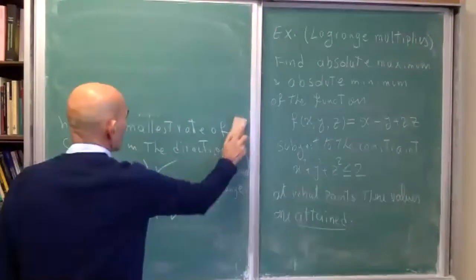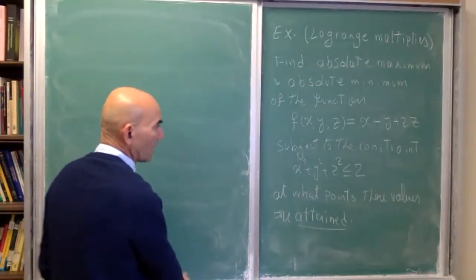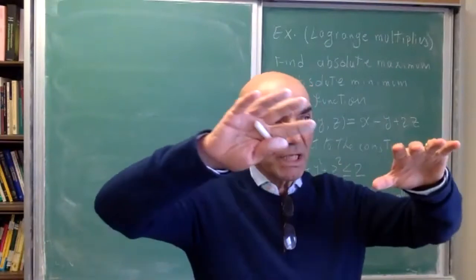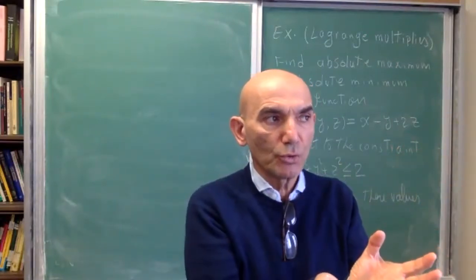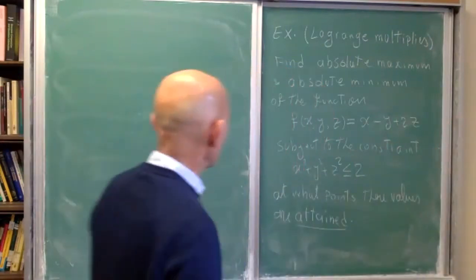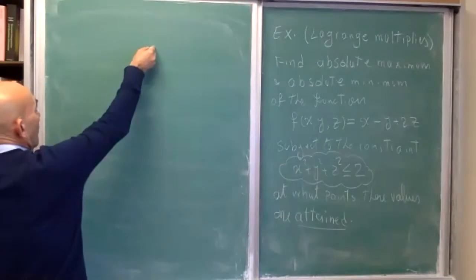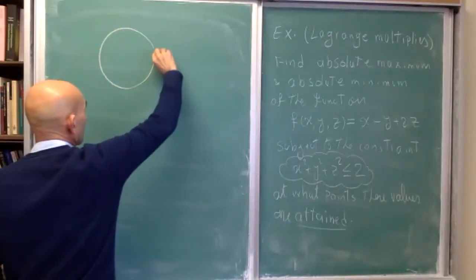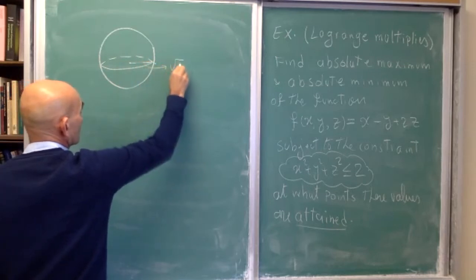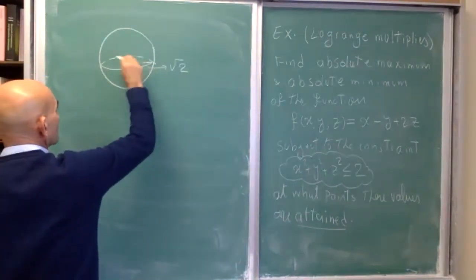What is the constraint in this problem? The constraint says x² + y² + z² is less than or equal to 2. So what does that mean? That means that we can be inside the sphere of radius root 2 or on the boundary of the sphere, but not outside of this sphere. So this constraint tells us where we have to look for solutions. This is a sphere of radius root 2, and you should not look outside of it. You should just be inside or on the boundary.